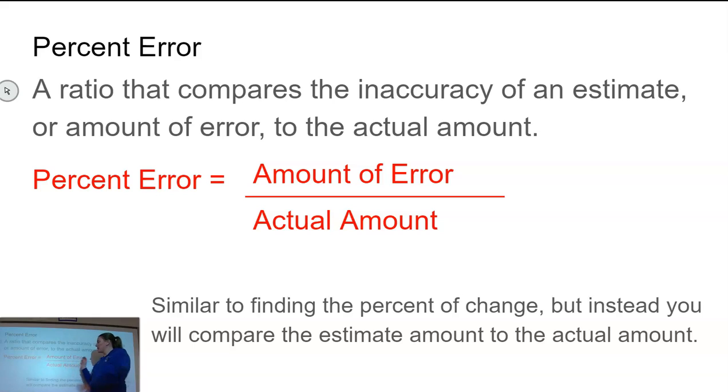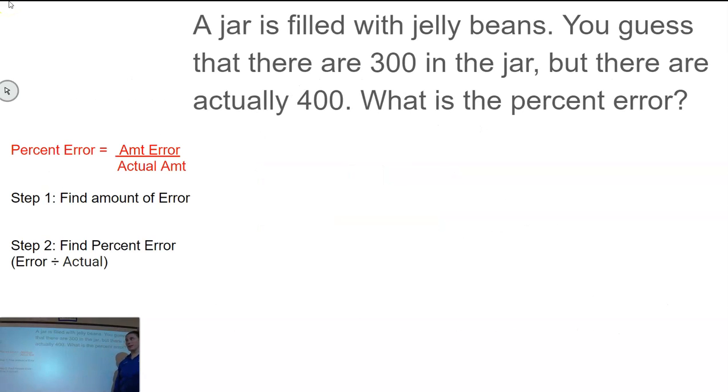So the percent of error is the amount of error, so the difference between the actual and the error that you had or what you got, and then it's over the actual amount. Okay, so similar to finding the percent of change, but instead you will compare your estimate to the actual amount. So let's go on to an example.